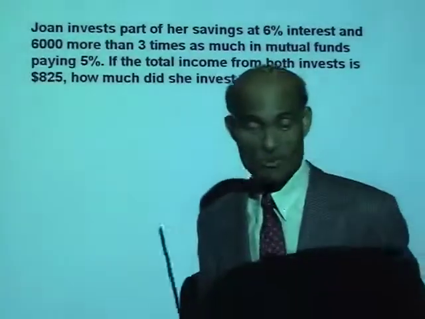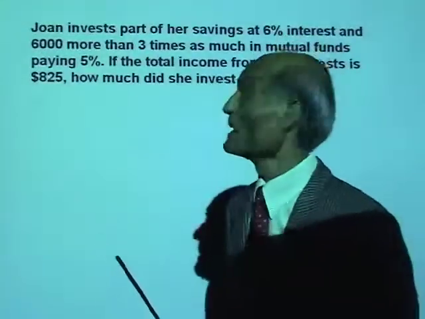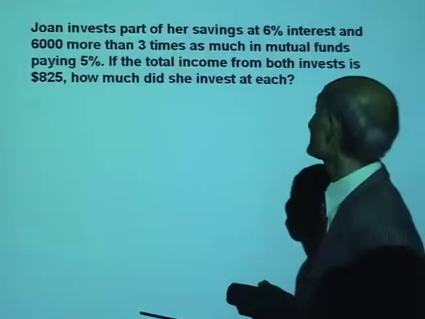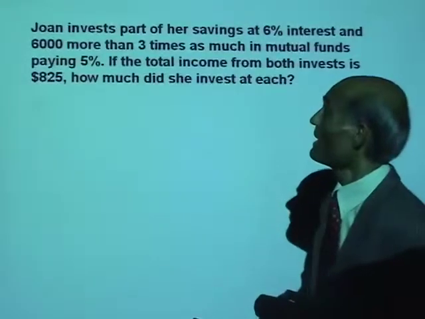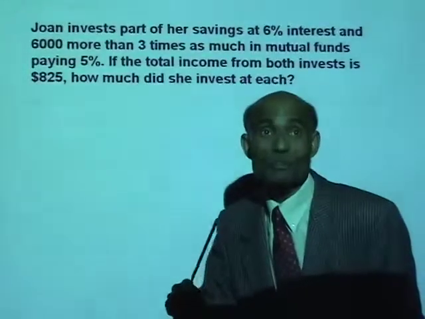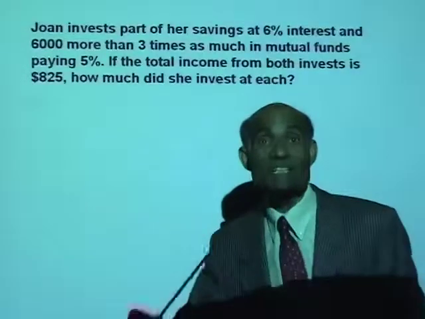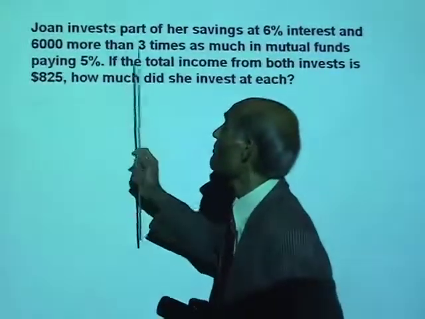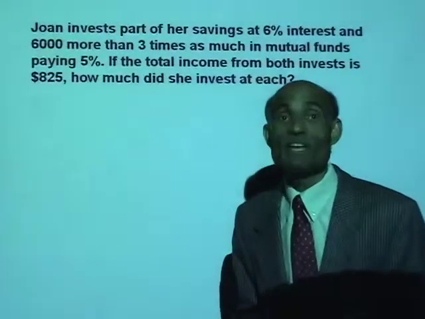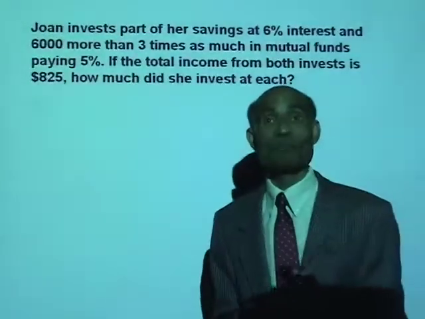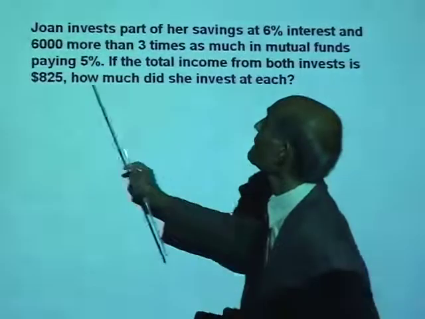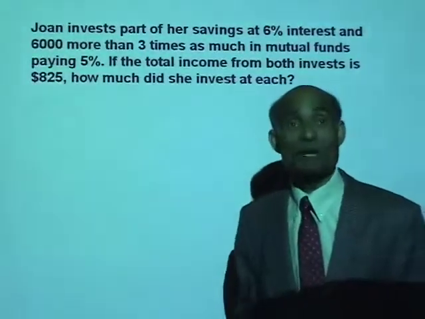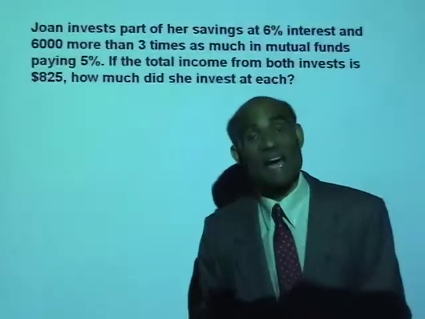Alright, let's do a problem using this. Joan invests part of her savings at 6% interest and 6,000 more than 3 times as much in mutual funds paying 5%. If the total income from both investments is $825, how much did she invest at each?